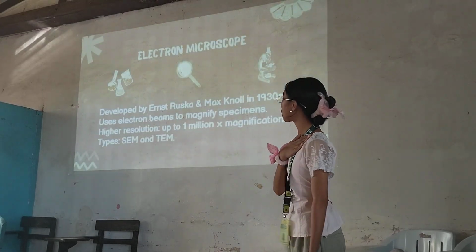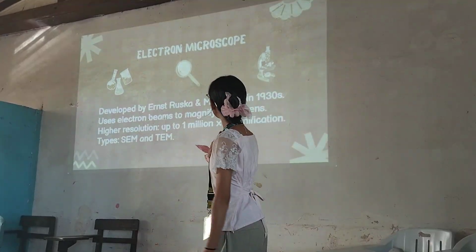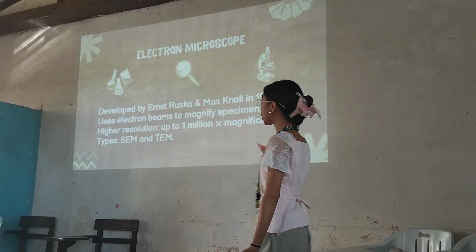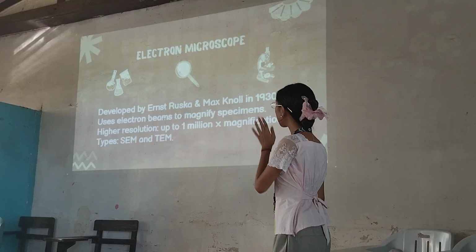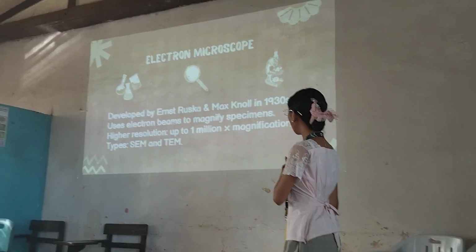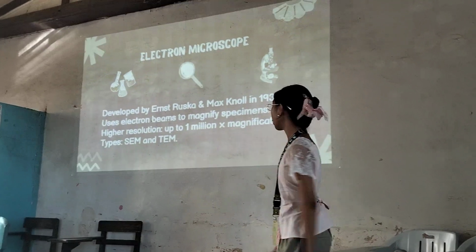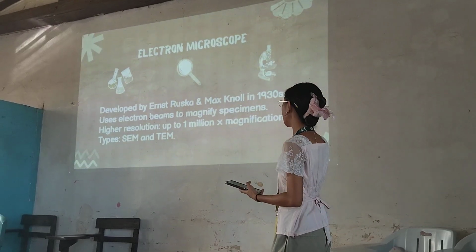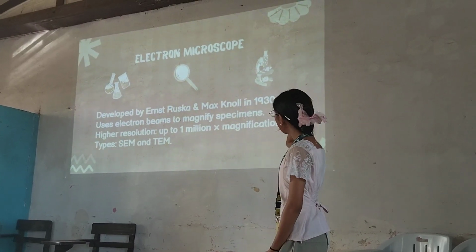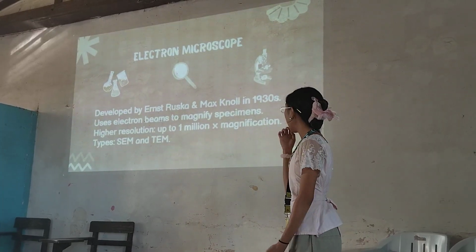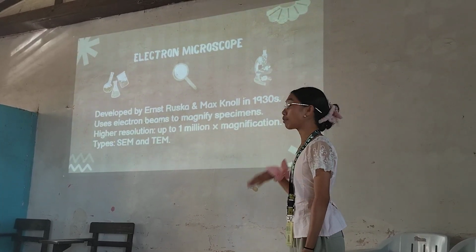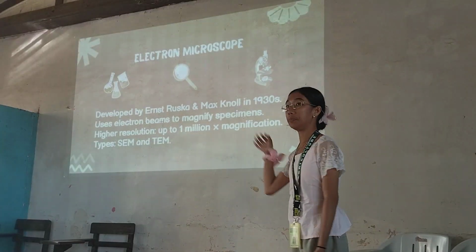Next, we have the electron microscope, developed by Ernst Ruska and Max Knoll in the 1930s. It uses electron beams to magnify specimens, with higher resolution, up to 1 million times magnification. Types include SEM and TEM.